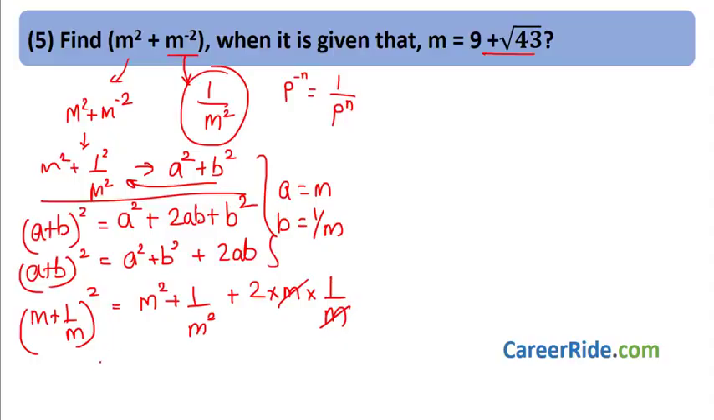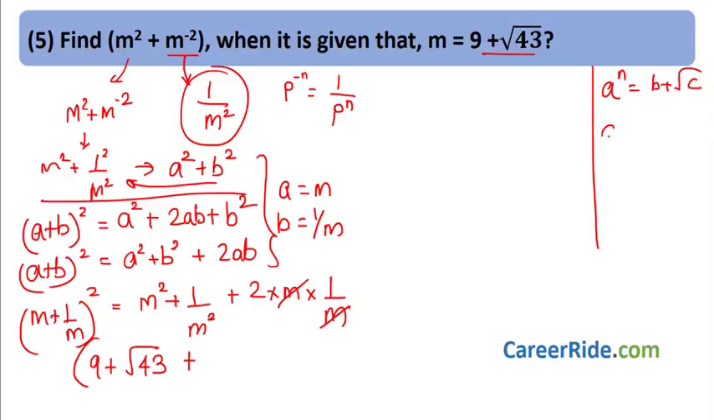What is the value of m? 9 plus root of 43. Okay, 9 plus root of 43 plus 1 by m. Now take a look at the right hand side. What have we learnt? If a raised to n is say b plus root c, then a raised to minus n is how much? b minus root c, right? So same way over here, if m is a plus root b, then m raised to minus 1, okay, m raised to 1, normal m means m raised to 1, so m raised to minus 1 will be a minus root b.